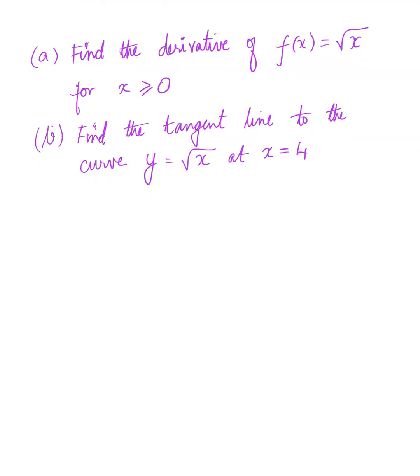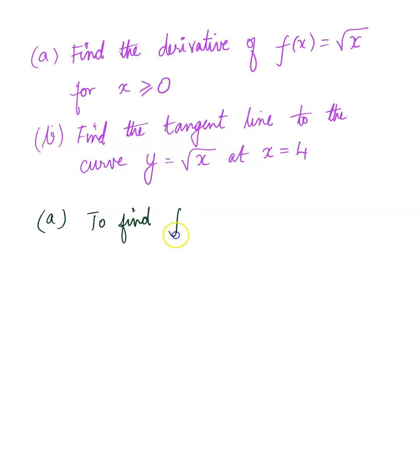Here is the next problem. We have two parts here. A says to find the derivative of f of x, which is equal to square root of x, for x greater than or equal to 0. And part B says find the tangent line to the curve y equals square root of x at x equals 4. Let's focus on part A. Part A wants us to find the derivative. So from the language, it becomes clear that I need to find f prime of x.